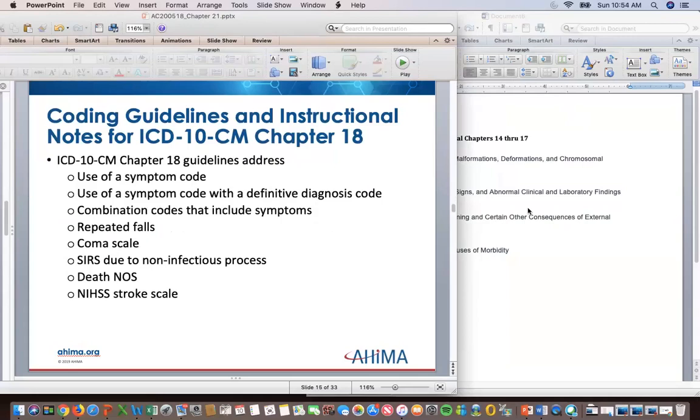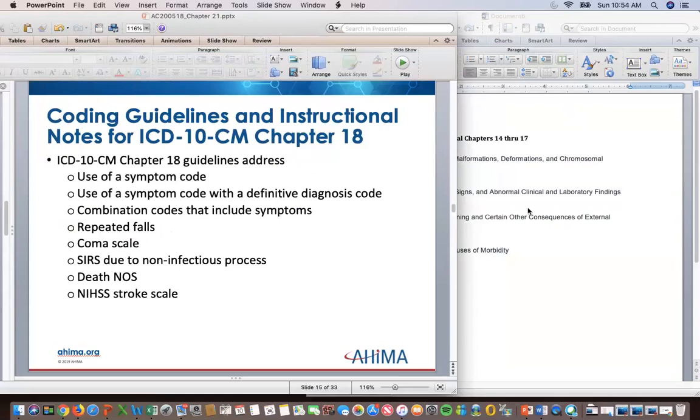The Chapter 18 guidelines will address the symptom code and a symptom code with a definitive diagnosis, and you can follow along with me here. Combination codes include symptoms. Repeated falls, that is D in your coding manual, that is R29.6, and it gives you a little bit more of an overview. Look at the coma scale under E in your coding manual. It tells you about the Glasgow coma scale, and they have a great example.